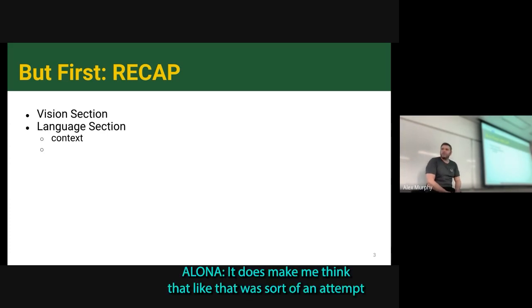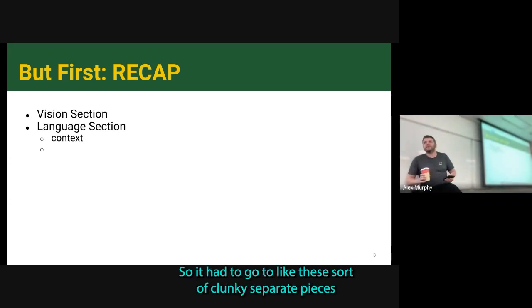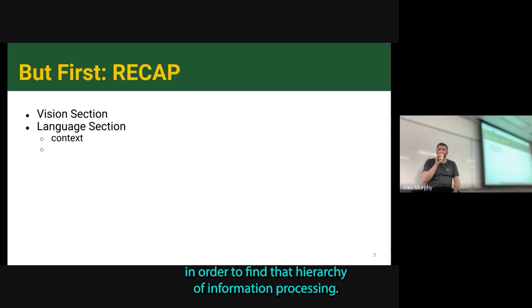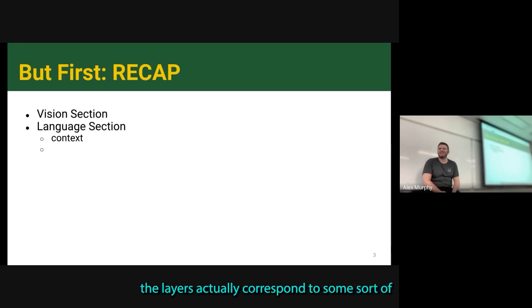It does make me think that that was sort of an attempt to find the hierarchy that is in the CNN in the brain. So it had to go to these sort of clunky set of instances in order to find that hierarchy of information processing. Will we ever get something better than that? Will there ever be a transformer where the layers actually correspond to some sort of hierarchy of language processing?